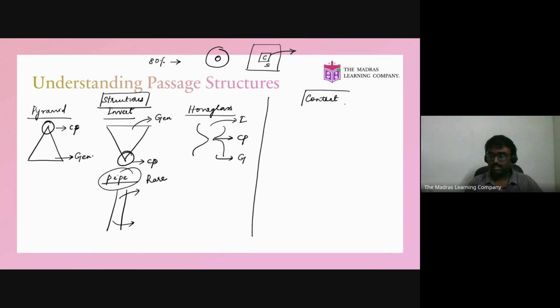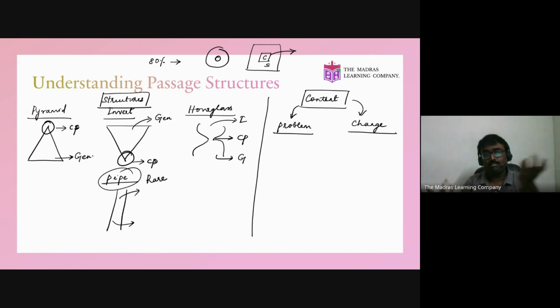Now, as far as content is concerned, 80% of passages on the GMAT, again, I'll use the word 80% all the time, 80% of passages on the GMAT talk about two things. They either talk about a problem or they talk about a change. Some company, some country will have some problem with another country, some philosopher, some king, some industry, some animal has some problem or the other. A passage will talk about that.